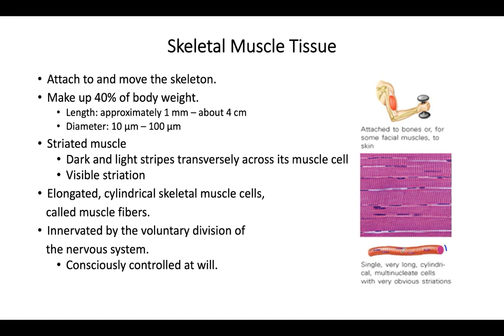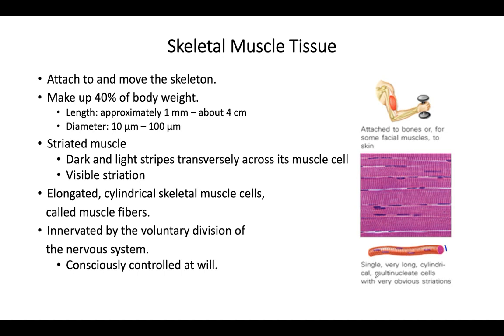Cells are elongated and cylindrical in shape. And then you can see several nuclei present in the muscle cell. So we call this a multinucleate cell.